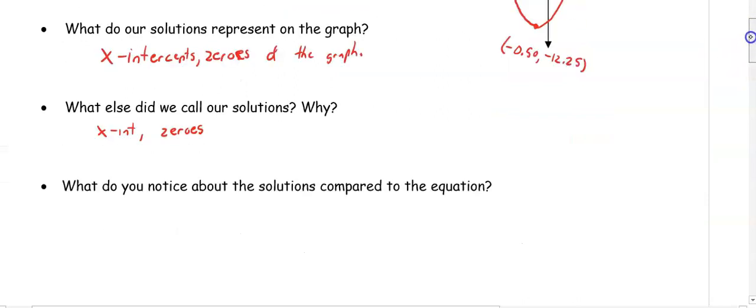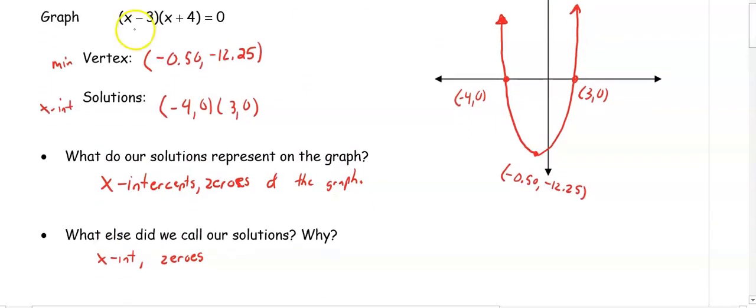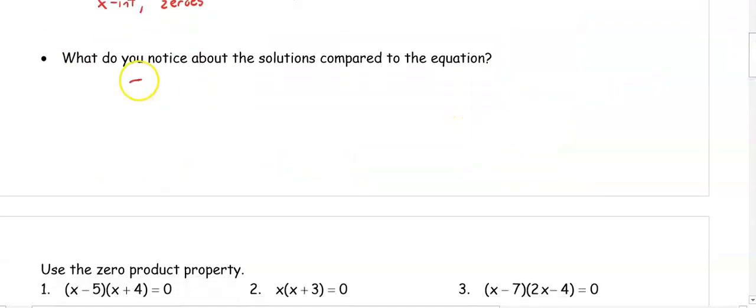When you look at the equation compared to the zeros, see our equation is x minus 3, it switches signs, x plus 4, it switches signs. So what do we notice? The solutions switch their sign from the equation.